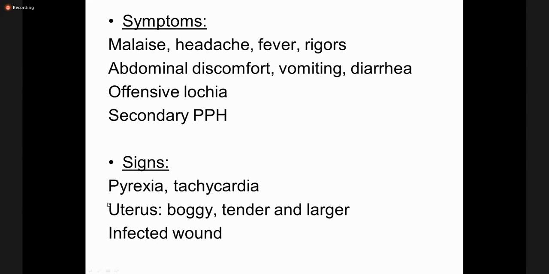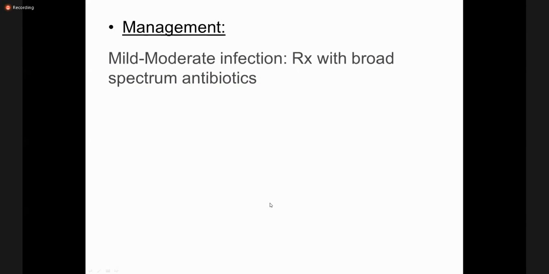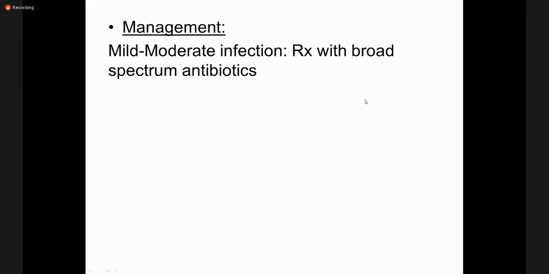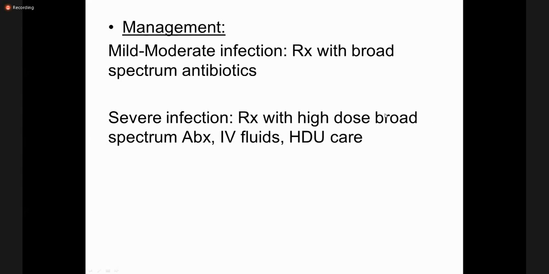What are the signs? You will find the patient is febrile and tachycardic. If you palpate the uterus, it will be boggy, tender, and larger in size. You can find an infected wound, like an infected episiotomy or infected cesarean scar. What is the management? In case of mild to moderate infection, you will give broad spectrum antibiotics. If the infection is severe, you will admit the patient to the high dependency unit, give a high dose of broad spectrum antibiotics and IV fluid, and send cultures. Cultures from where? Urine cultures, blood cultures, and high vaginal swabs.